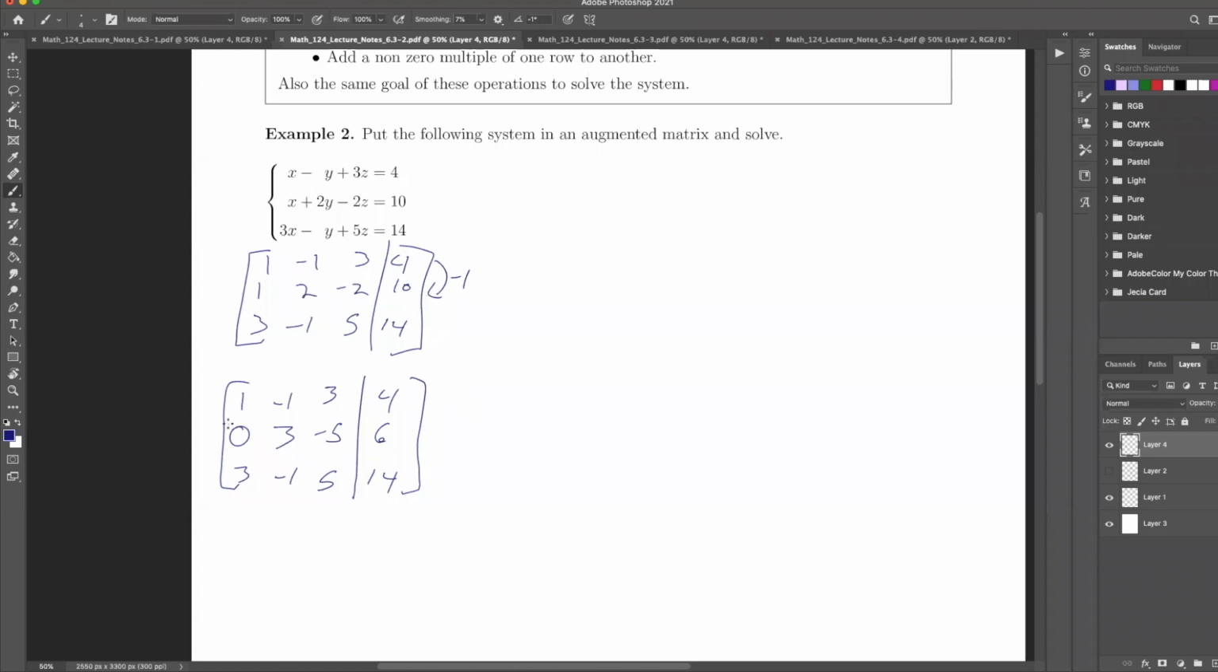All right, and so we got a 0 here, and now we want a 0 here. In order to do that, I'm going to take -3 of this row and add it to this row, because that will give me a 0 here. So basically, I negate whatever the coefficient is here.